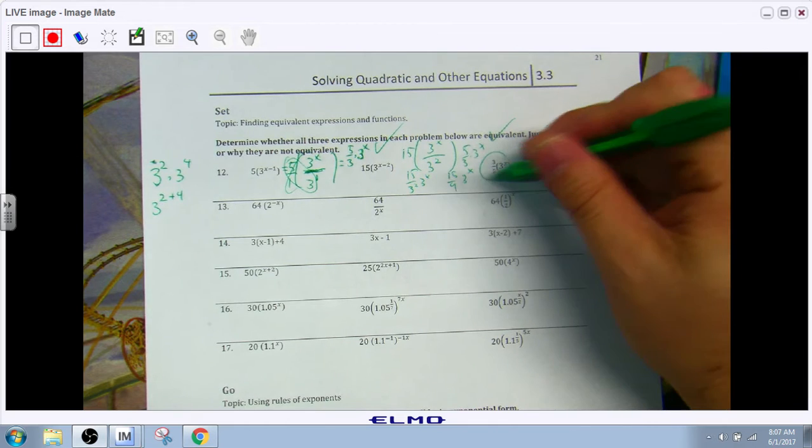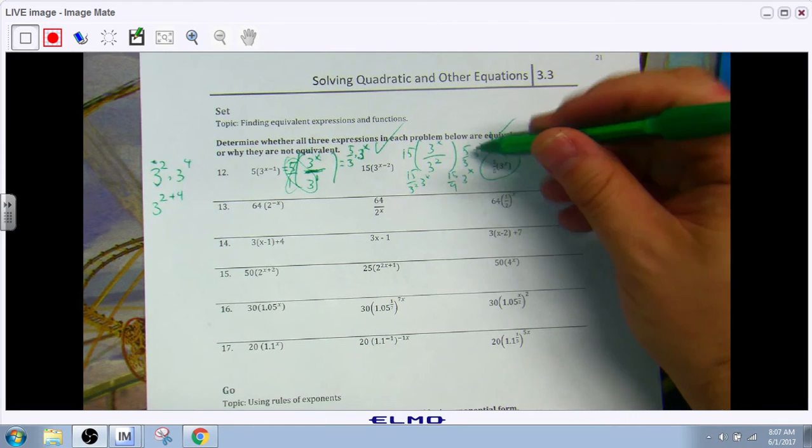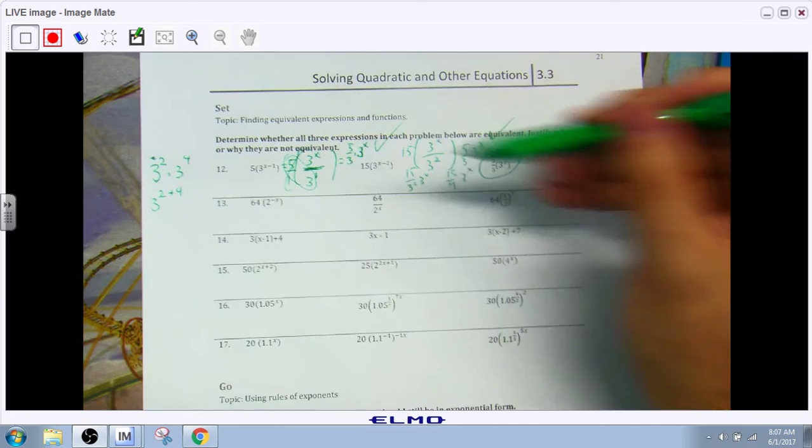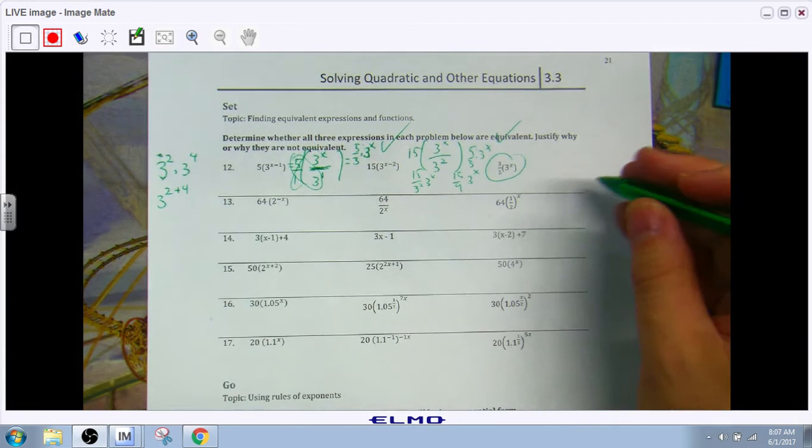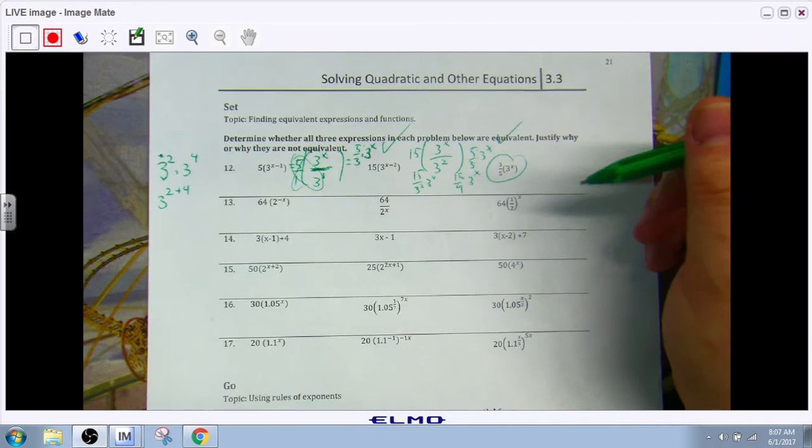And see, this one says 3/5 times 3 to the x. So we know this one's wrong because we have 5/3 for both of our others. So we will say that these are not equivalent, and we have justified why.